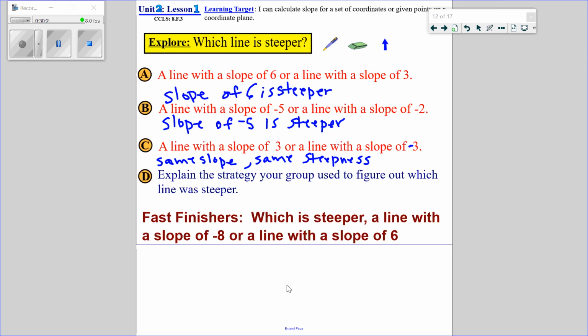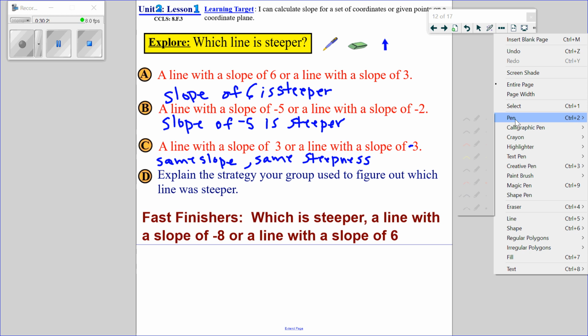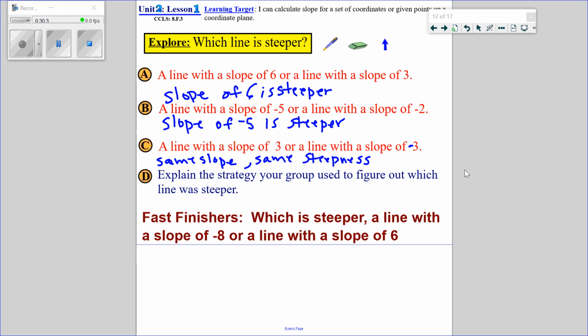Which is steeper, a line with a slope of -8 or a line with +6? It doesn't matter whether it's a positive or negative slope. That's just telling you the direction of the line. So you look at the numbers, and 8 is steeper than 6 because it's a larger number. So the slope of -8 is steeper.